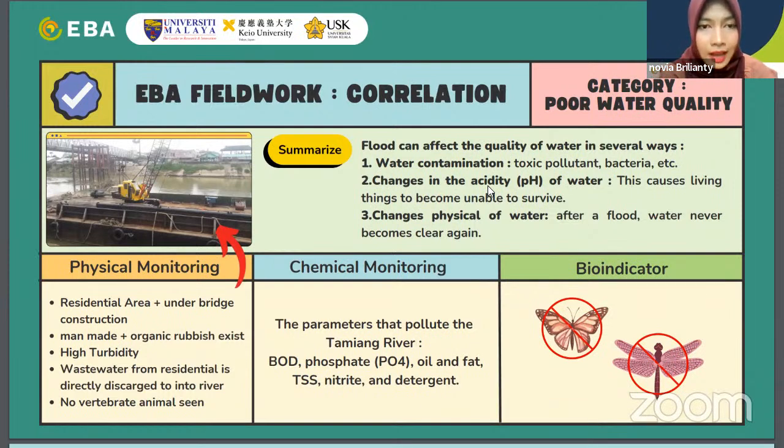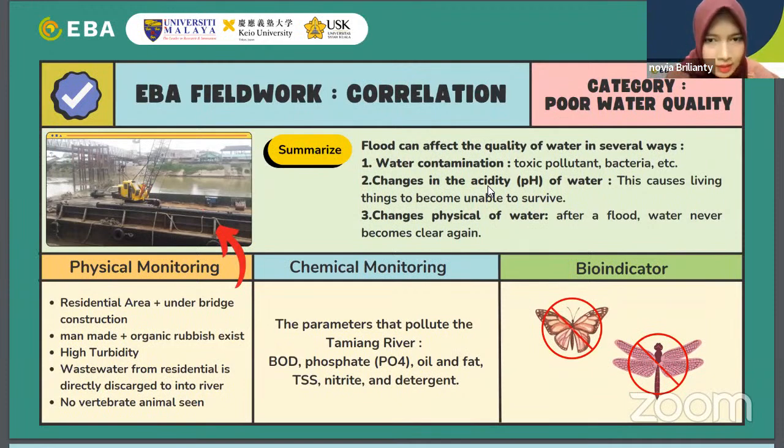We can see in this slide, I've done a quick check with what I've learned at EBA. There is physical, chemical, and bioindicator checking. From the physical side, I'd like to highlight that Sungai Tamiang has a bridge under construction, and wastewater from the community is directly discarded into the river. This is the biggest reason why the river is polluted. There are also no visible bioindicators, not even vertebrate animals. So I can categorize this as poor water quality.